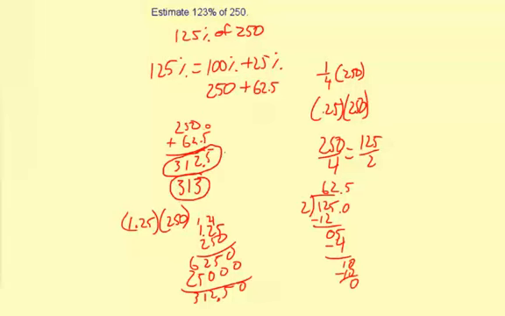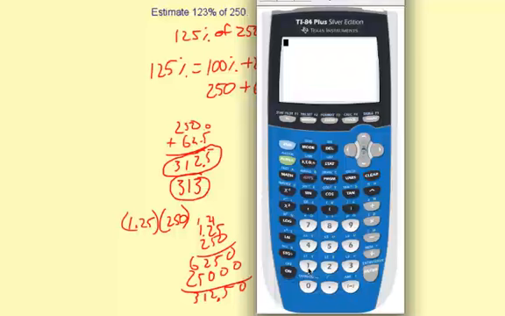313 sounds more like an estimate because it doesn't have a 0.5. So let's compare with the actual amount of 123% of 250. And we're going to do 1.23 times 250. That's 123% of 250. 307.5. So we were saying 312.5 or 313. Both of those are pretty close. So those are good estimates there.